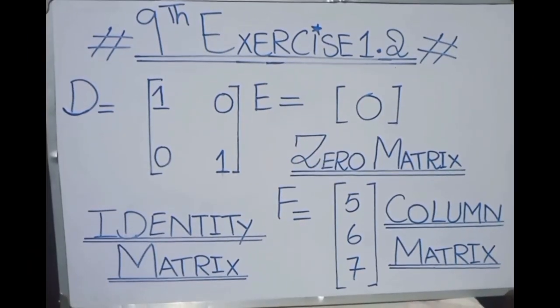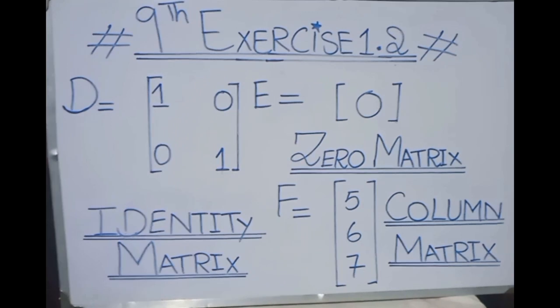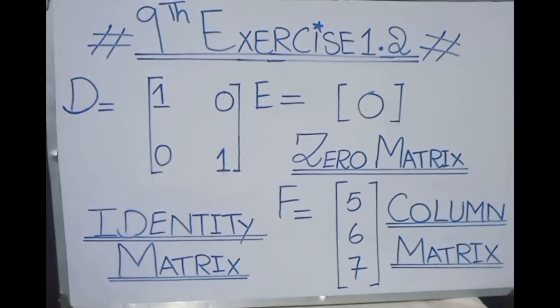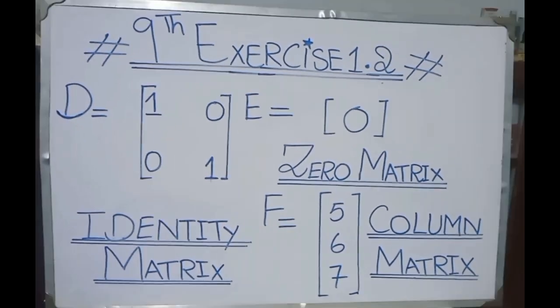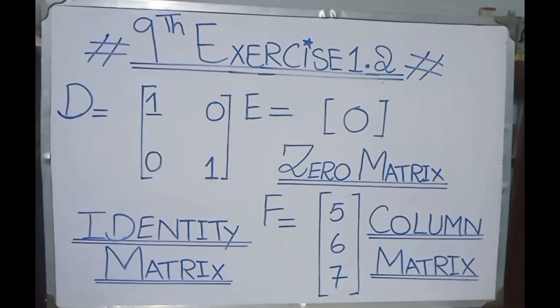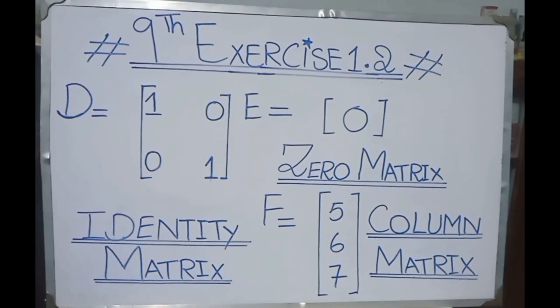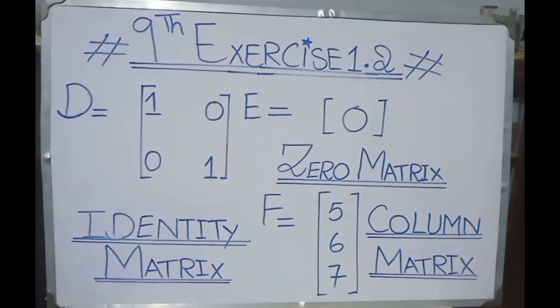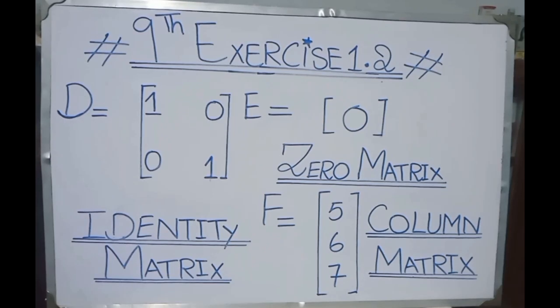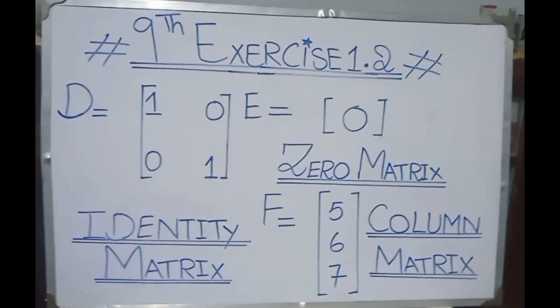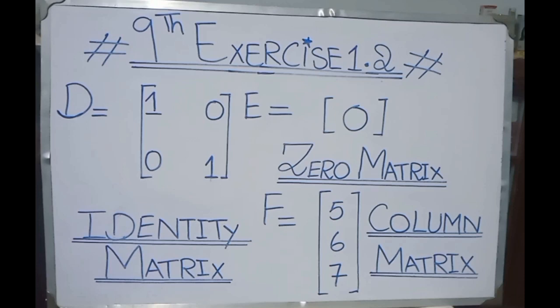And part D of question number 1 is called an identity matrix because all the entries in its diagonal are 1. And part E is called a zero matrix because it has one entry which is 0. And part F is called a column matrix because it also represents a column. Now our question number 1 has been completed, and we will move towards our next question.